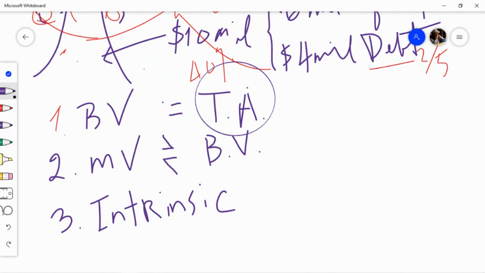Market value will be greater than or less than or equal to the book value, but it won't be equal to book value, right? Why? Think about it. Now we have third quarter earnings data.